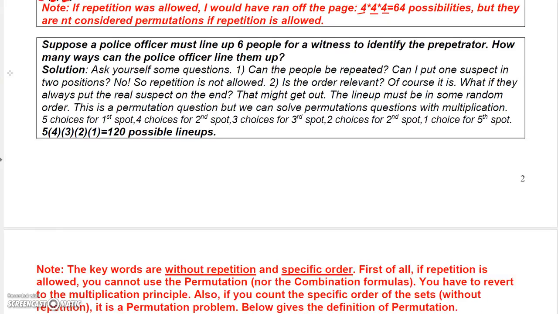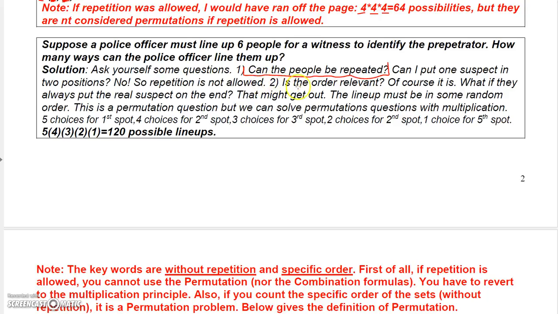All right, let's look at this example. Suppose a police officer must line up 6 people for a witness to identify the perpetrator. How many ways can the officer line them up? Well, ask yourself some questions. Can the people be repeated? Like, can you take a person and put him at the number 5 spot and the number 3 spot? Well, no, you can't do that. So repetition is not allowed.